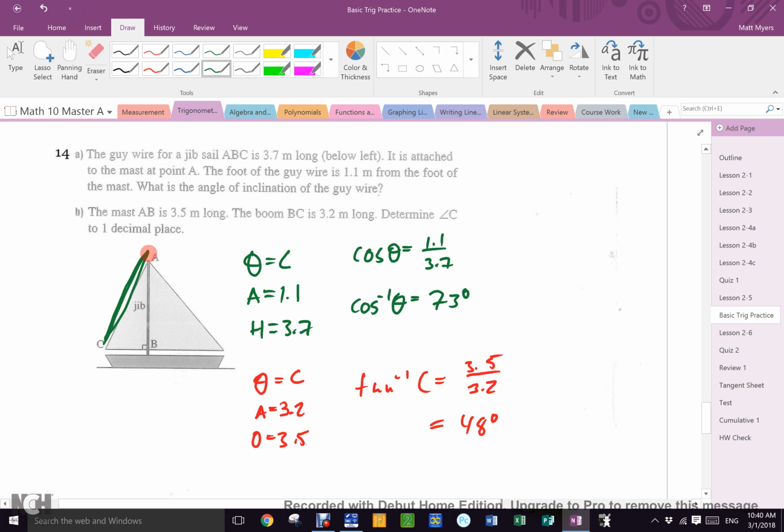Triangle ABC, right? It is attached to the mast at point A. The foot of the guy wire is 1.1 from the foot of the mast. I don't know where the foot of a mast is, Mr. Myers. Where's your foot? The bottom of your body. So where do you think the foot of the mast is?